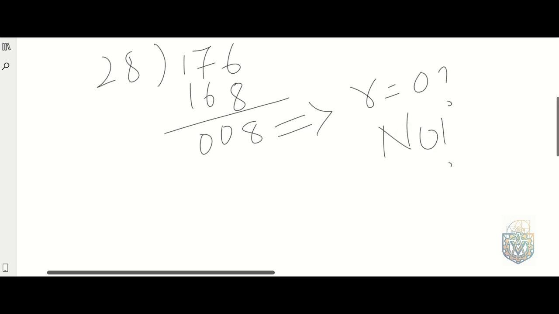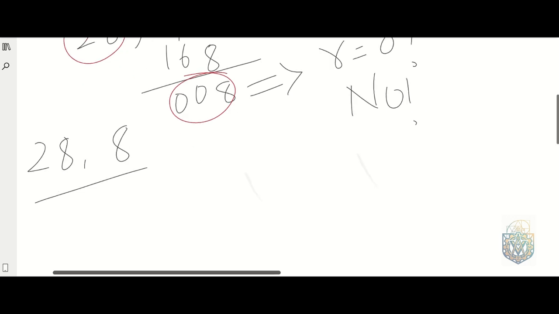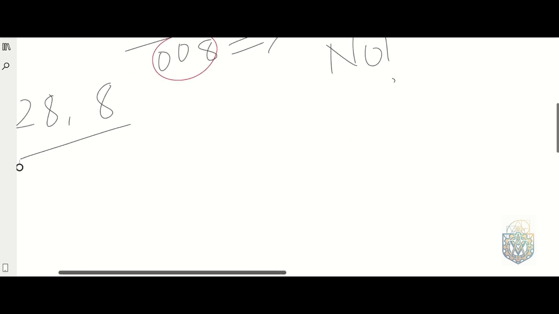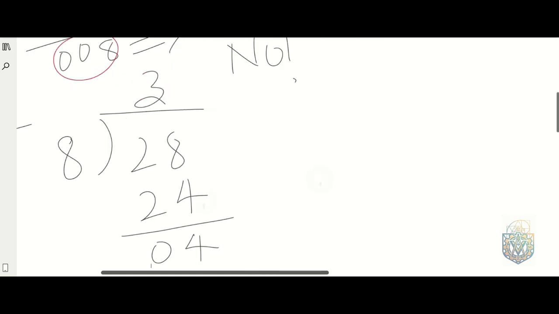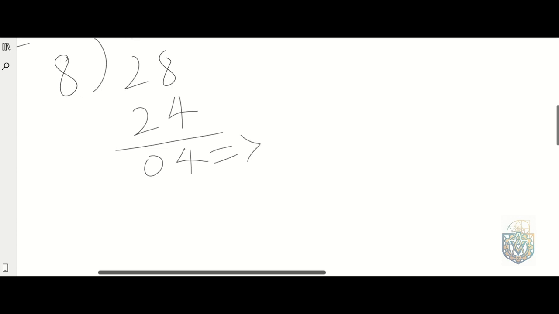Then again what you have to do? You have to continue, go for the next numbers. So what are the next numbers? The next numbers are the divisor and the remainder, 28 and 8. So apply Euclid's division lemma for 28 and 8. 8 3s are 24, correct? Now 4 is the remainder, correct guys? Whether the remainder is equal to 0 or not? No, it is not.